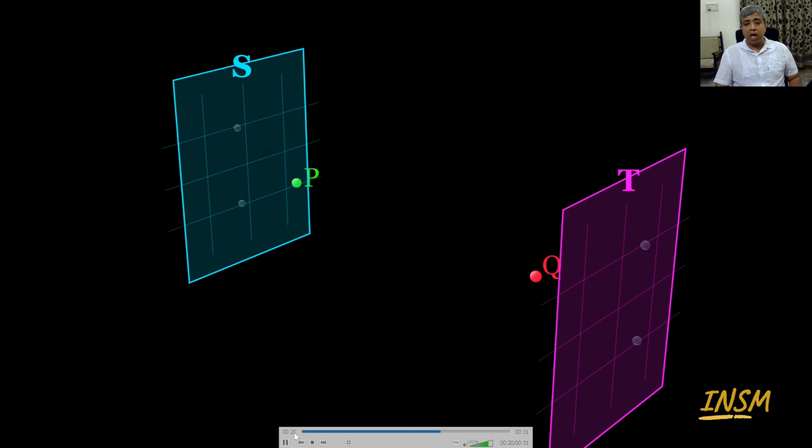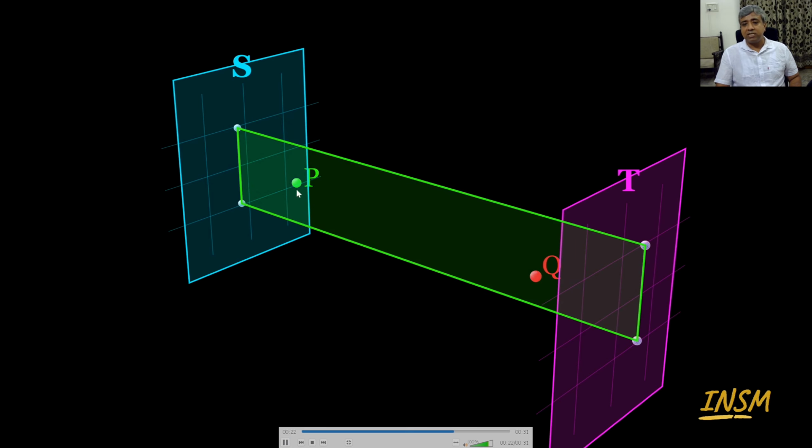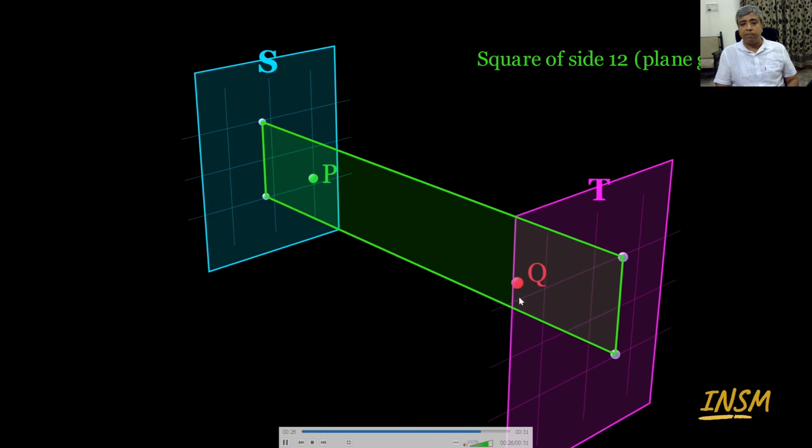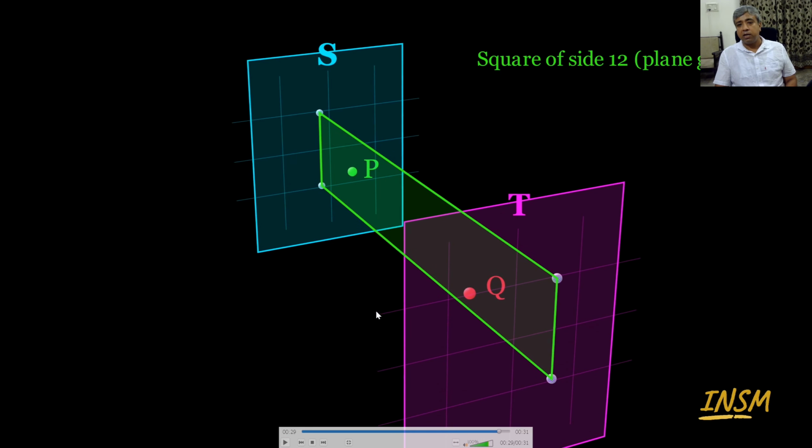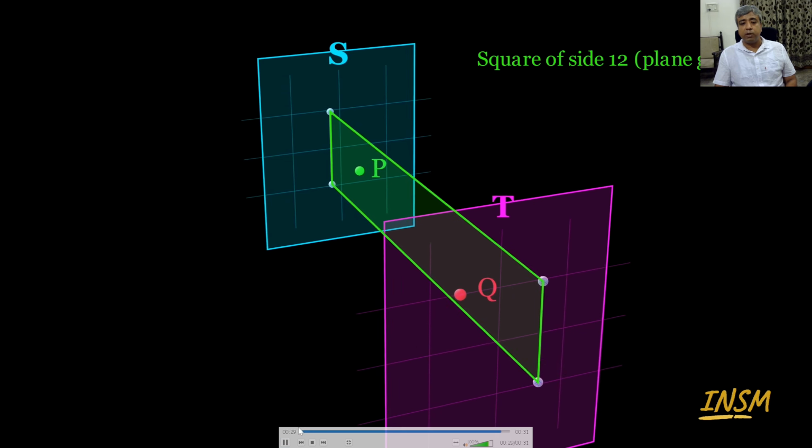Now for square, since distance between these two is 10, we'll have to offset these 2 points a bit. So we are seeing here the points we have taken on T, they are not just opposite to points on set S. We'll just offset those points a bit, so the length of this line and this line becomes 12, for the perimeter to be 48. So we have just offset this one a bit.